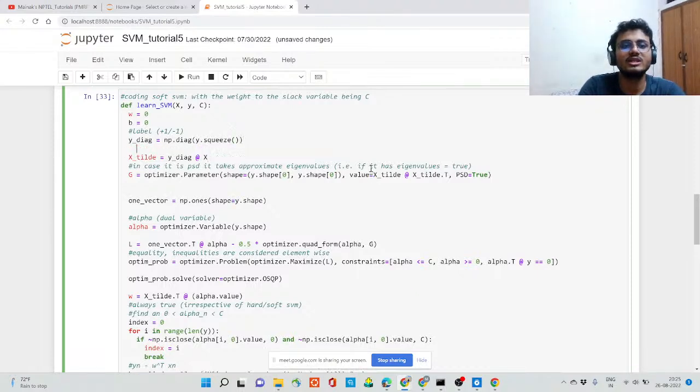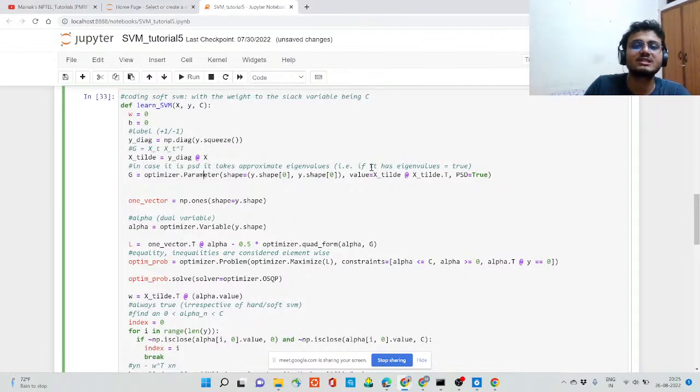So we generated the Gram matrix something like this, right? So recall, the Gram matrix was something like x tilde, x tilde transpose. By x tilde we were accounting for the values of y as well. So that's what I've done. So x tilde I have taken as y into x. If you multiply a diagonal matrix with x, you are actually multiplying each row with the corresponding y.